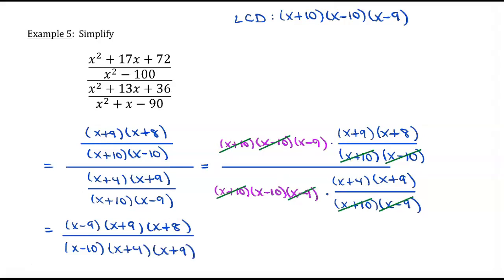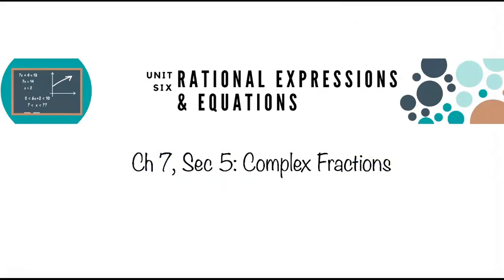Simplifying one last time and canceling out our factors of x plus 9, we are left with the rational expression of x minus 9 times x plus 8 divided by x minus 10 times x plus 4. And that complex fraction has been simplified. Remember, you can also go back to our previous methods for dividing rational expressions and simplify that way as well. You'll still end up with the same answer. That will conclude this lecture video on how to simplify complex fractions.